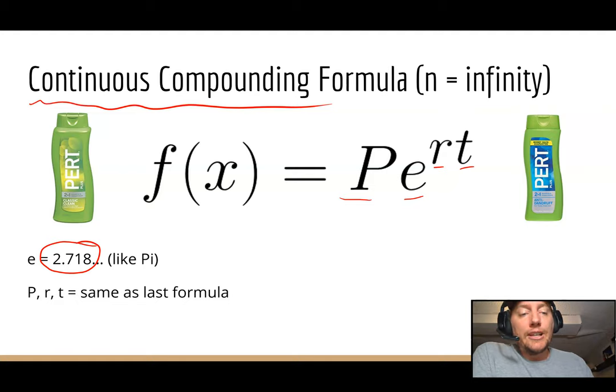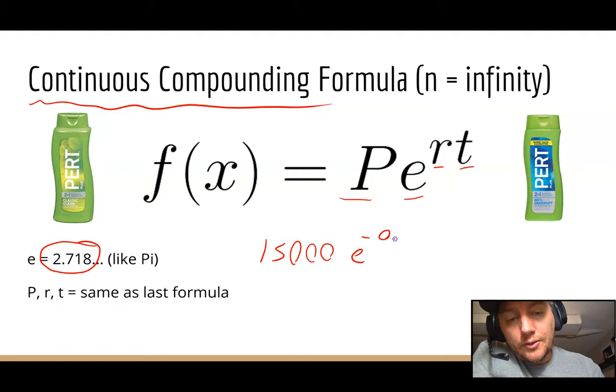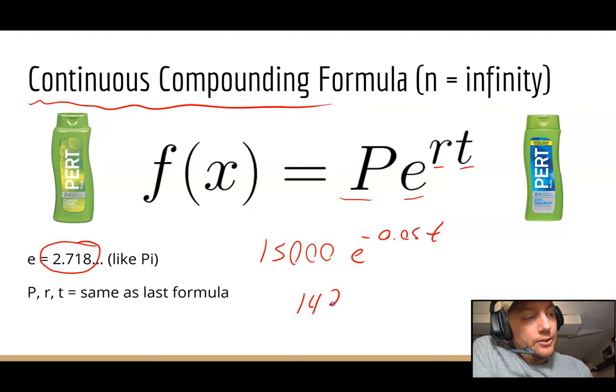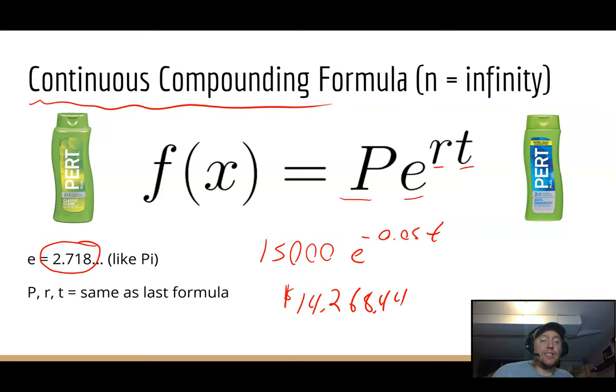But if so, let's think about that car problem from the last one. If it's continuously compounded, it would be 15,000 e to the negative 0.05 t. So p, principal, rate, negative because it's decay, t for time, e is e. So that's all you gotta do. If I throw 1 year into that formula, I get 14,268.44. So it's not a ton different. It's just slightly different formulas based on how often something is compounded.